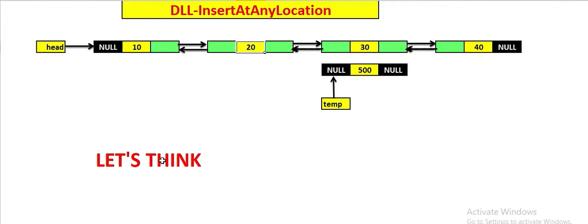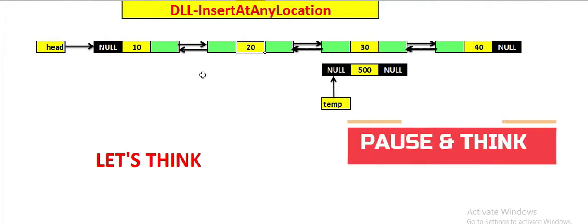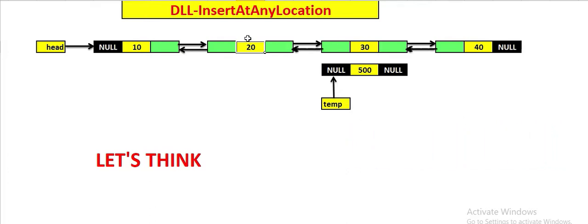Now let us think about it. I will give you a hint. Pause this video and try to write your own code. Suppose the location is 1, 2, 3. Let us consider that the position of inserting the node is 3. These are the hints, so you should pause this video and write the code yourself.